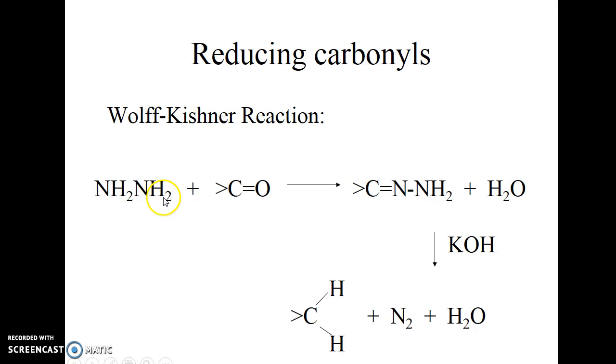The hydrazine actually makes an imine that we're going to learn about later, but the nitrogen does nucleophilic addition to the carbonyl, and then water is lost, and we make this imine right here. When treated with potassium hydroxide, there is a really cool rearrangement that occurs where the protons are transferred to the carbon and the molecule is rearranged so that nitrogen is a leaving group. And nitrogen leaves as a gas, a very stable molecule, and it drives this reaction to completion.